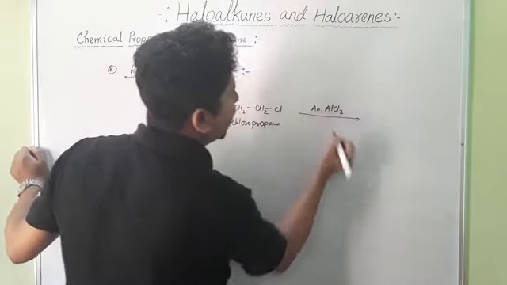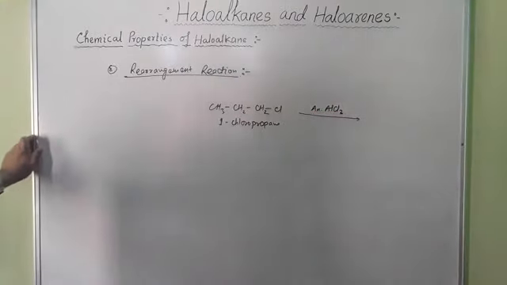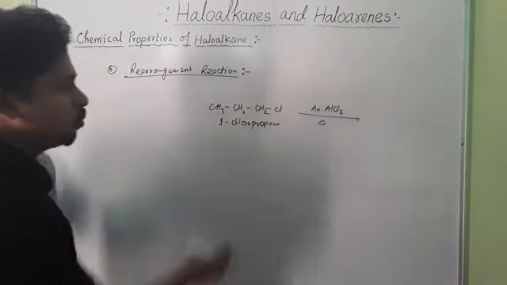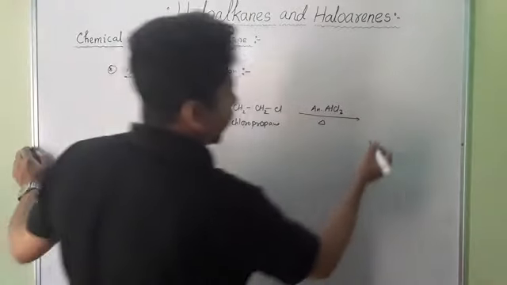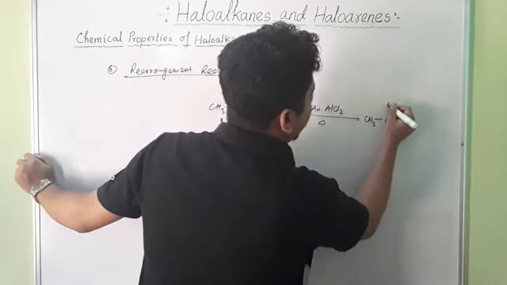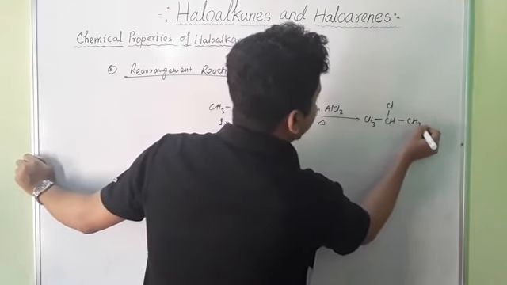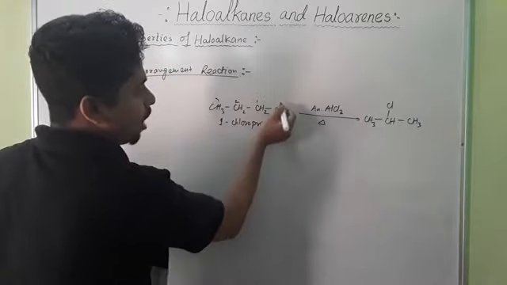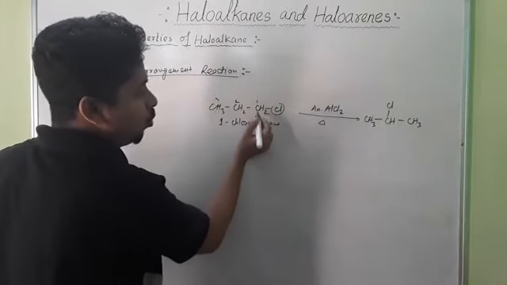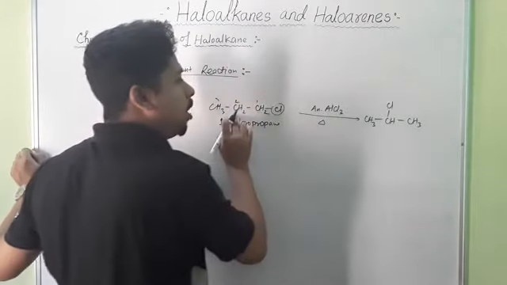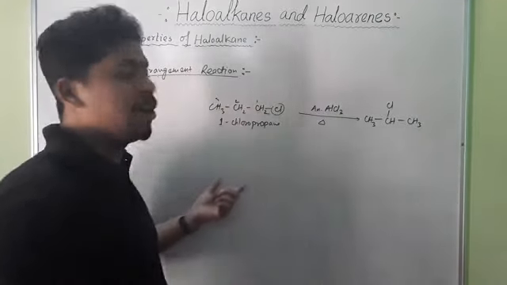this anhydrous AlCl3 is a Lewis acid, at high temperature condition. So this molecule will rearrange to 2-chloropropane, CH3-CH(Cl)-CH3. Here you see, previously this chlorine is attached to carbon number 1, but in this case the chlorine is shifted to carbon number 2. It means the rearrangement reaction takes place.